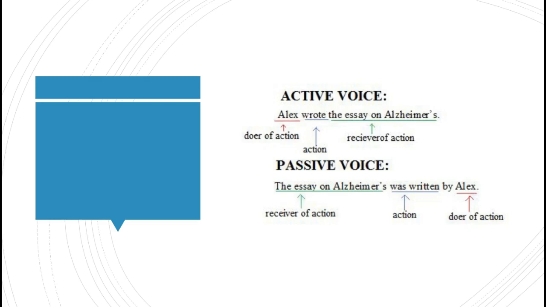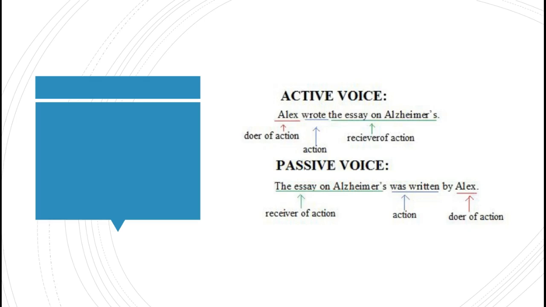Passive voice typically puts the receiver of action at the beginning of the sentence and the doer of action at the end. And so when we get to the point where we're actually putting the verb, it tends to move into that to be linking verb category, which we want to stay away from. So active voice tells us Alex wrote the essay on Alzheimer's. A passive voice sentence would say the essay on Alzheimer's was written by Alex.